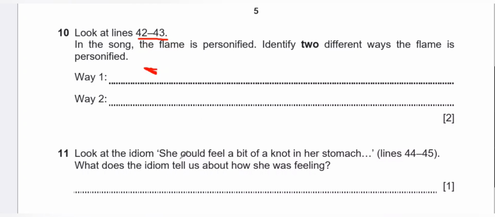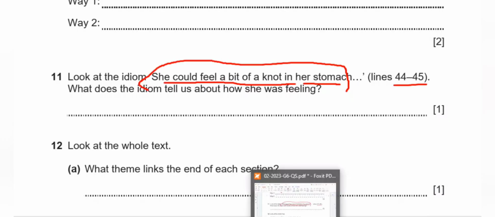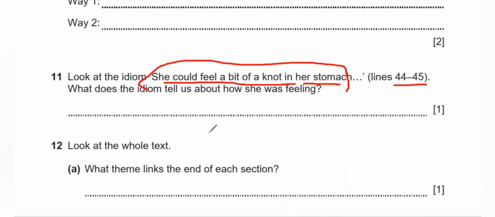Okay? Look at the idiom. She should feel a bit of a knot in her stomach. Line 44, 45. What does this mean? What does it tell us about her feeling, this idiom? 44, 45. I believe it's clear. If you feel something like that in your stomach, it means you're nervous, afraid, scared, frightened, worried, sick. Something like that. It's not a good thing to feel. Okay, so she feels afraid or nervous or something.